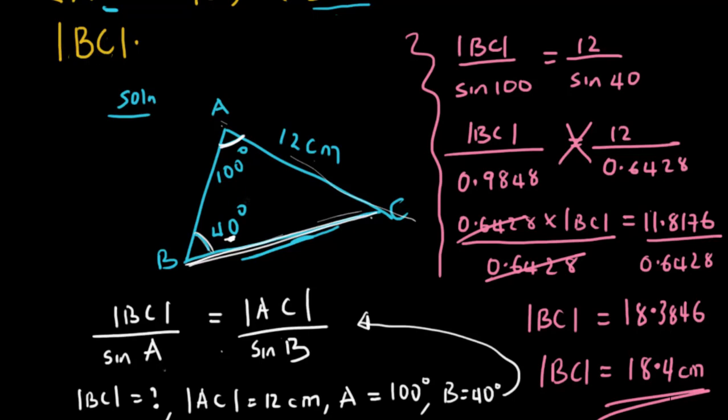So this is how we solve using the sine rule. Don't forget, the sine rule is a over sine A equals b over sine B equals c over sine C. But what you need to know is that basically what the sine rule means is that the side given over the angle it's facing equals the side you are asked to find over the angle given. Does that make sense?